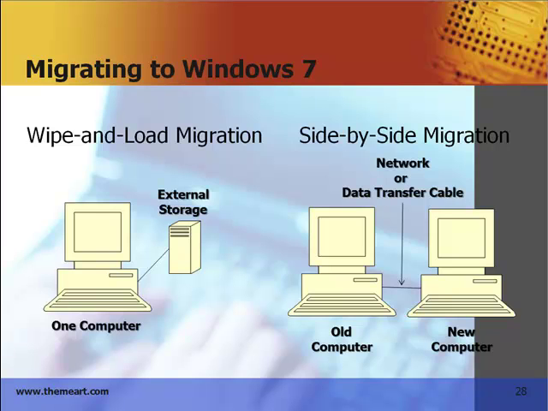Our options for migration are a wipe and load or a side-by-side migration. So with a wipe and load, you've got to get the information off the computer onto some external storage. You're getting the profile, the user's data, off of it onto an external storage media, and then you're wiping the machine and loading it fresh.